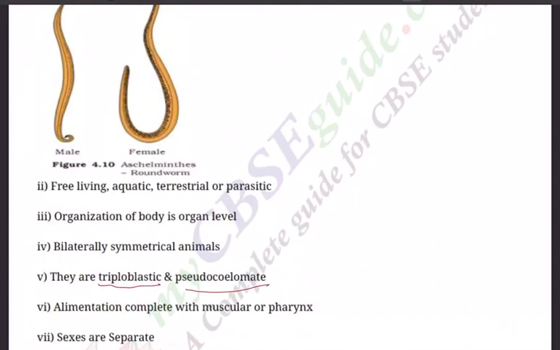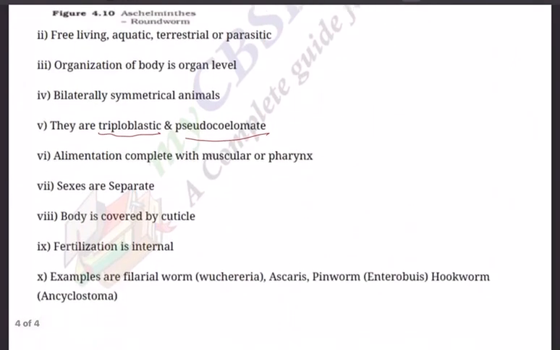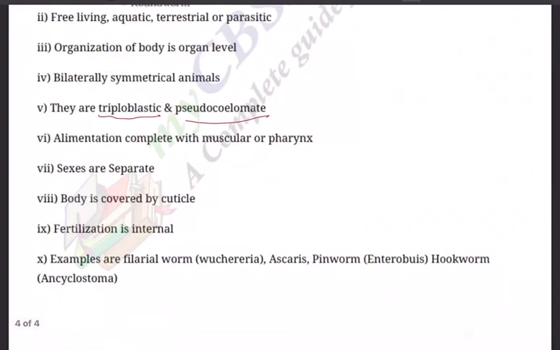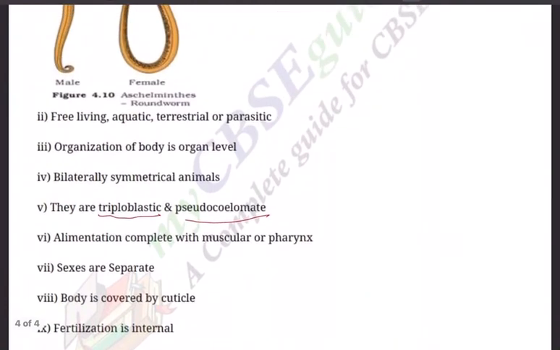Three layers are there, but pseudocoelomate. And alimentary canal complete with a muscular pharynx. Sexes are separate as we are seeing. Body is covered by a layer called cuticle. Fertilization is internal. And examples are filarial worm, Wuchereria, Ascaris, pinworm, hookworm. All these come under this phylum.